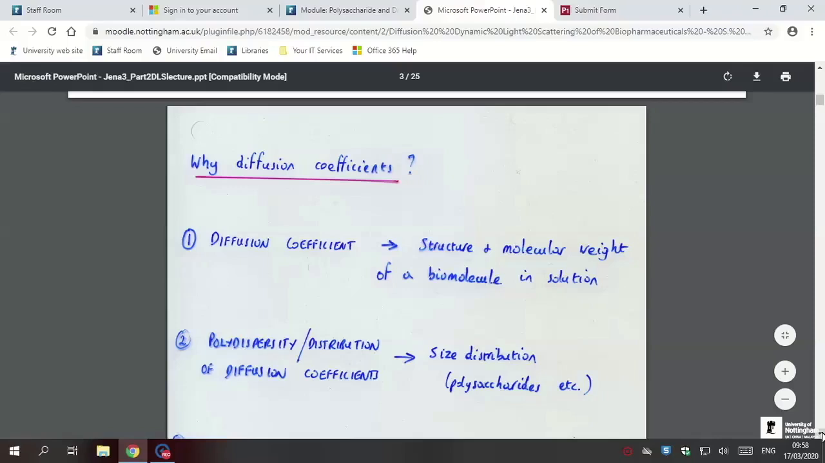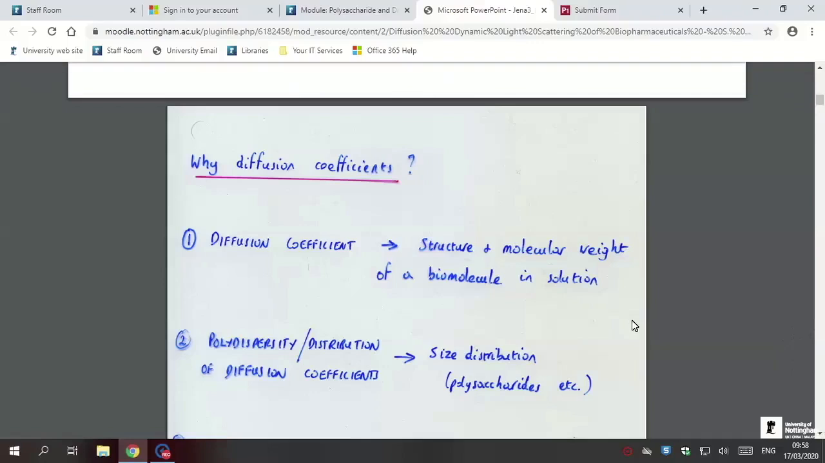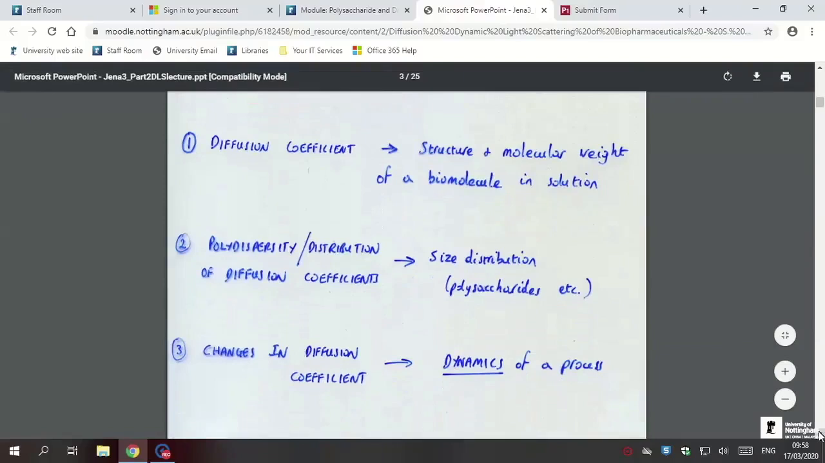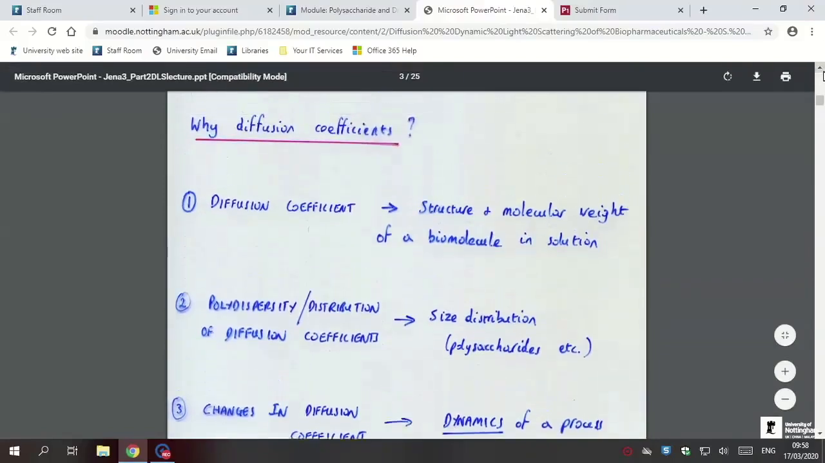So dynamic light scattering is a way of getting something called the diffusion coefficient, how fast molecules diffuse, which depends on the structure and size of a molecule.